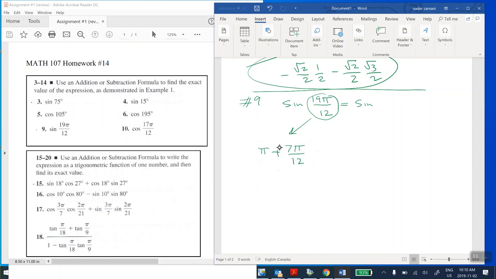7 pi over 12, I know this, but do I recognize 7 pi over 12? Now let's think about it. Pi over 12 is 15 degrees, right? If you multiply 15 by 7, you're going to get 105. Do I recognize 105? Yeah, 60 plus 45. Okay, so let's do it like this then.